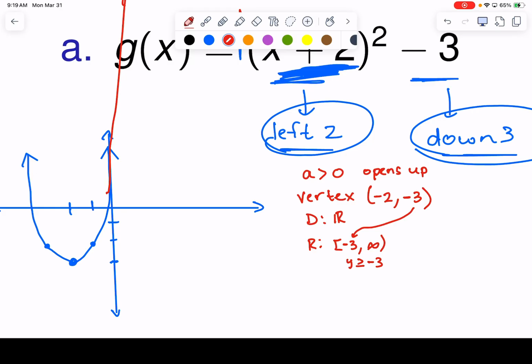So y is greater than or equal to -3. Is that okay? All right. So domain is all real numbers, range as stated. Now, the x and y intercepts. One of these is going to be easy. One of them is going to be tricky. X-intercepts we'll deal with last, because that's the one you're going to have to do work for, which are the zeros.